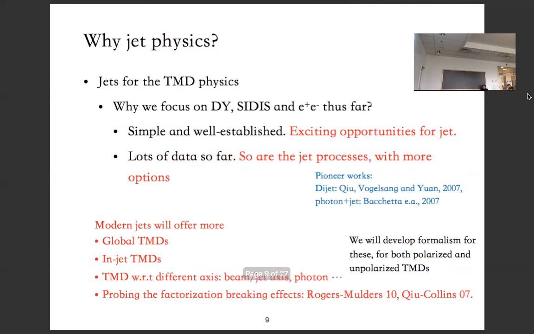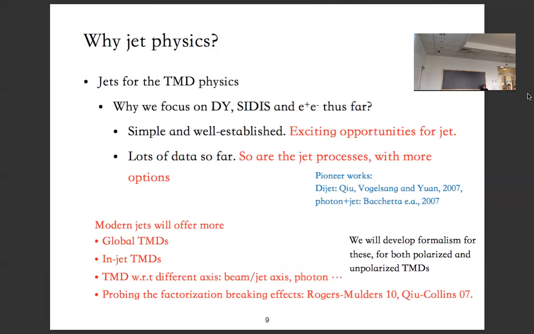Okay, so here I'm just trying to pass the message that jets are as good as those processes. Actually, using jets to probe TMDs is not a new thing to this community, because a decade ago there were pioneering works by Jian Wei, by Werner Vogelsang and by Feng on dijets, and also by my chair on photon plus jet, to probe interesting TMD phenomenology. And of course, modern jets will offer us more.